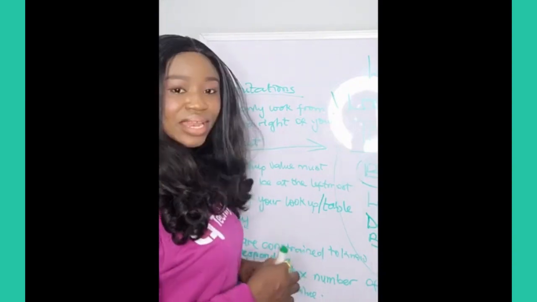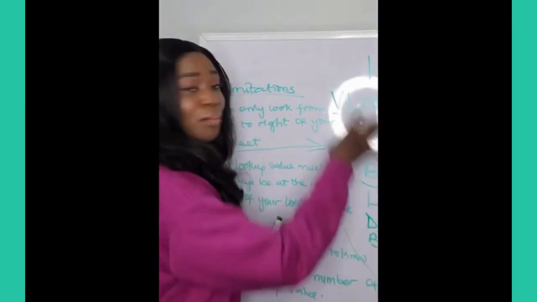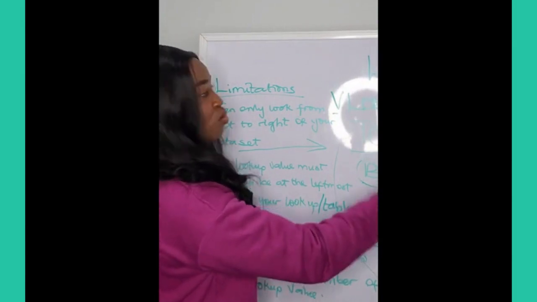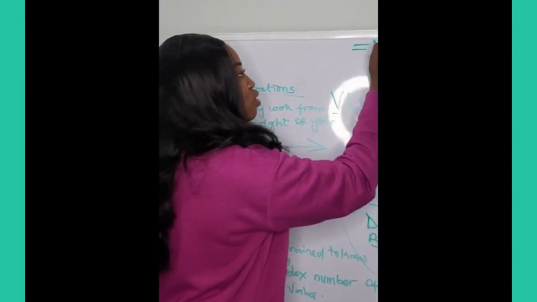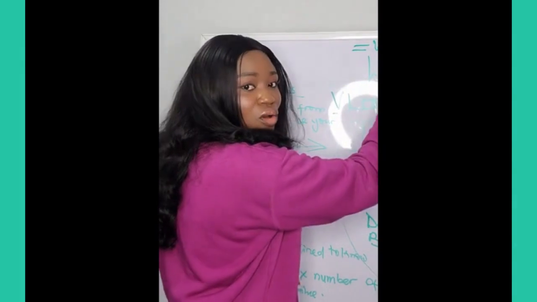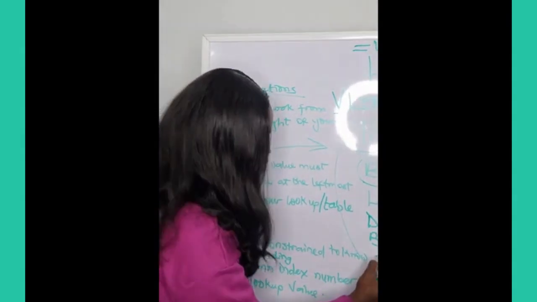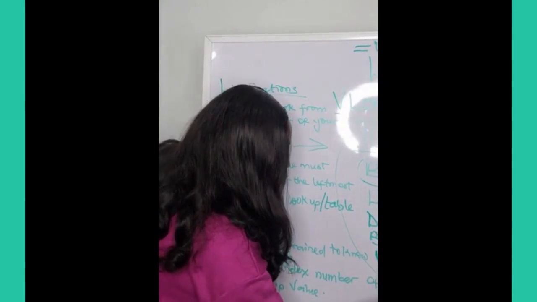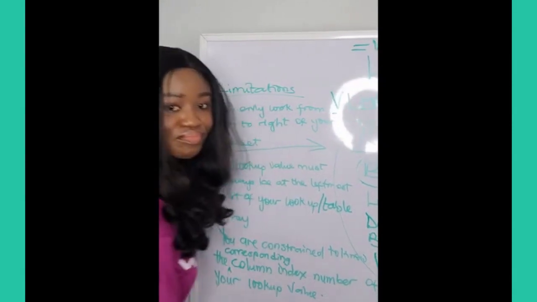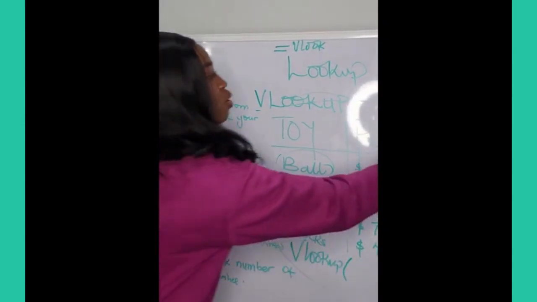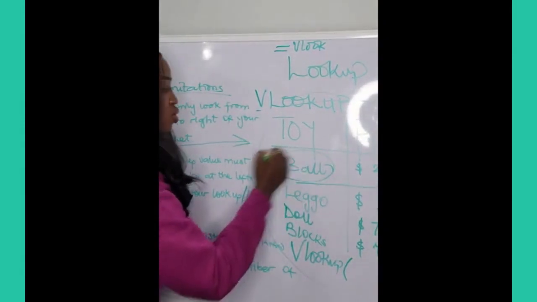So let's quickly write it here. How would VLOOKUP look for this particular data set? If I'm looking for the price of ball, it will look something like this. You call the function called VLOOKUP, and once you call VLOOKUP, it opens up. What's your lookup value? Ball. So you can reference this.